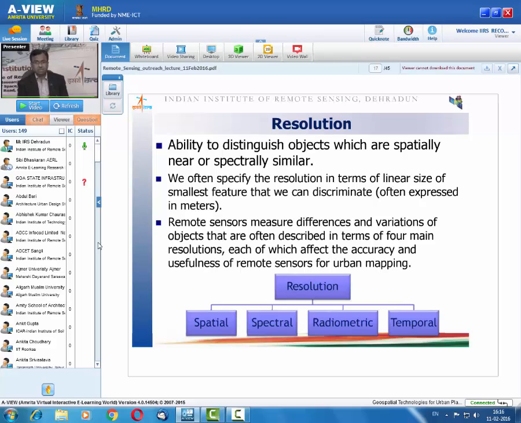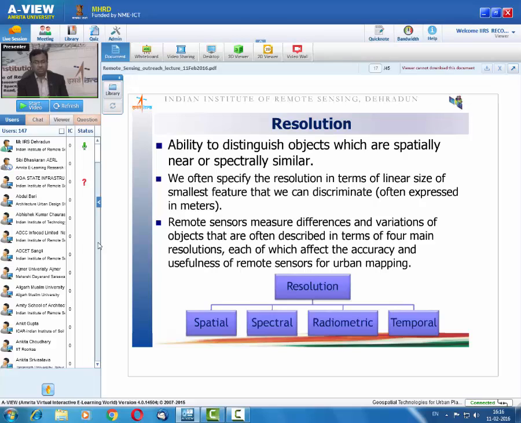Basically, resolution is the ability to distinguish objects which are spatially near or spectrally similar. We often specify the resolution in terms of the linear size of the smallest feature that we can discriminate. Often the resolution is expressed in meters. Now, remote sensors measure differences or variations of objects that are often described in terms of four main resolutions.